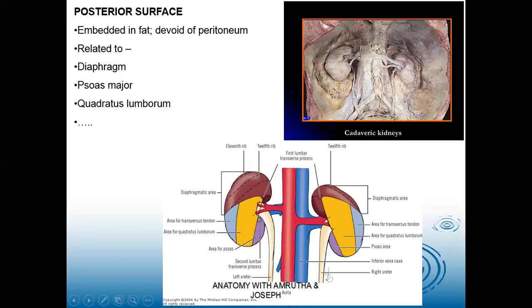The anterior surface is covered by peritoneum, and the posterior surface is not covered by peritoneum. The posterior surface is resting on the posterior abdominal wall. It is related to the diaphragm on both sides. Muscles like psoas major, quadratus lumborum, and transversus abdominis are related to the posterior surface of the kidney. So both have almost similar structures related, excepting the difference in the ribs.